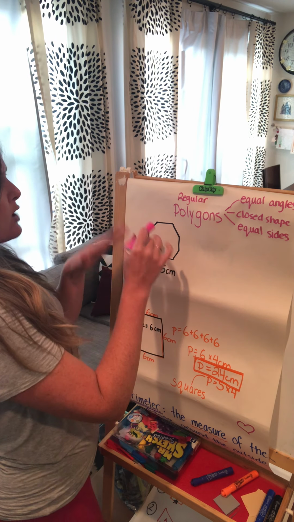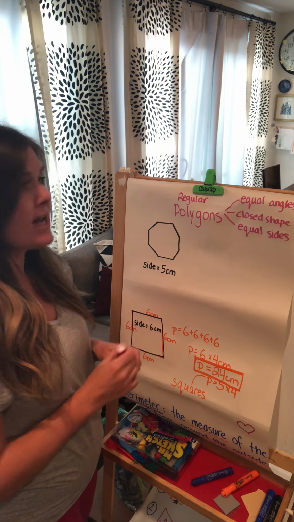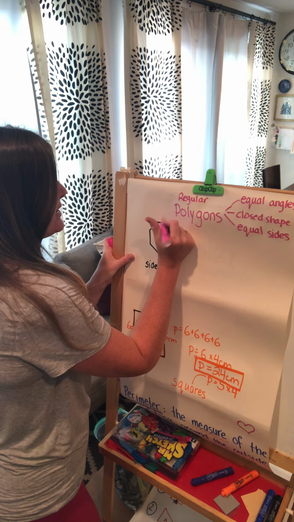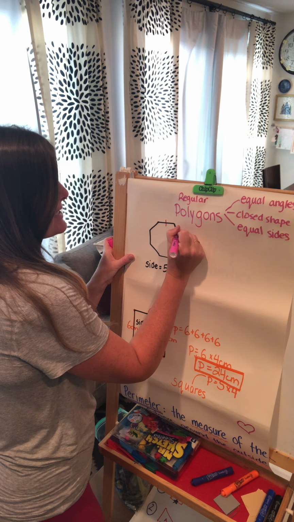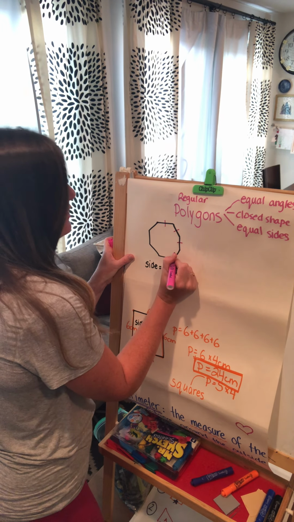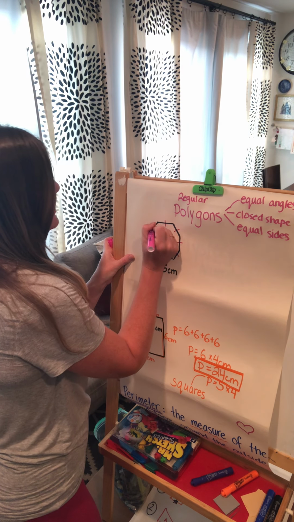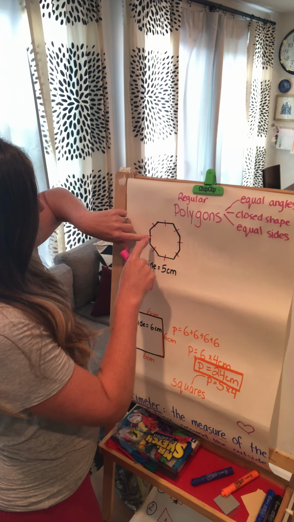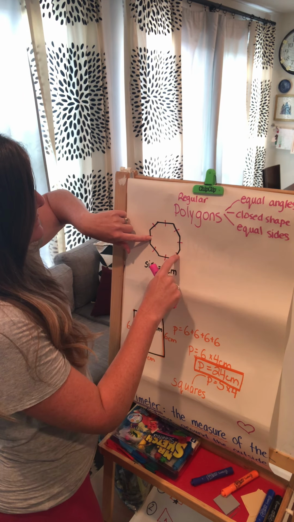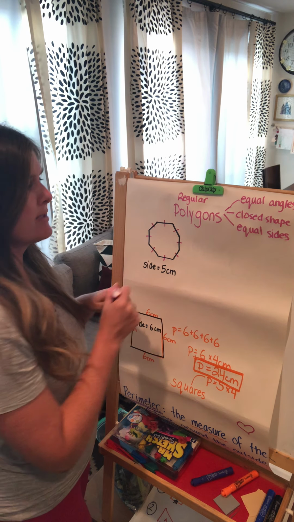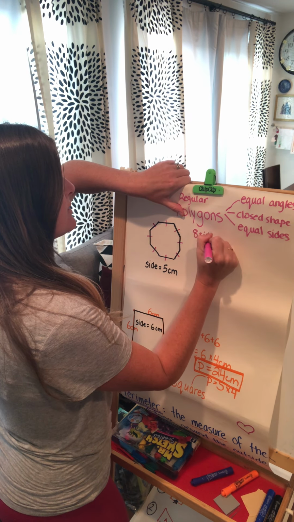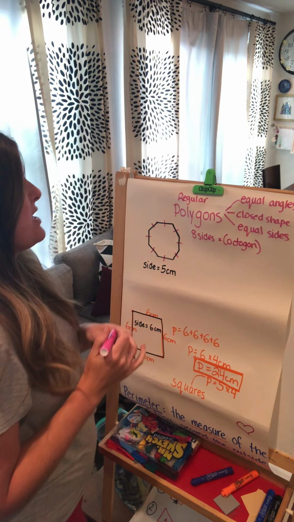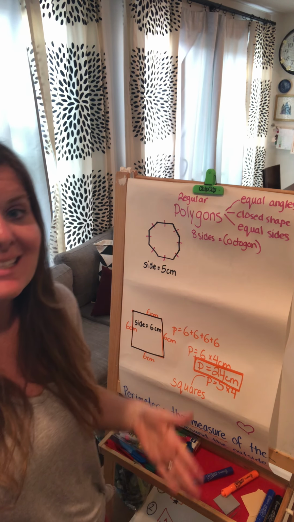So if this is a regular polygon, and I did not label every single side because I know that in a regular polygon, this side is the same length as this side, and this side is the same length, and all of these different sides are the same length. This shape has, I'll count them, 1, 2, 3, 4, 5, 6, 7, 8 sides. That's an octagon, guys. You should know that. So I have an 8-sided shape.